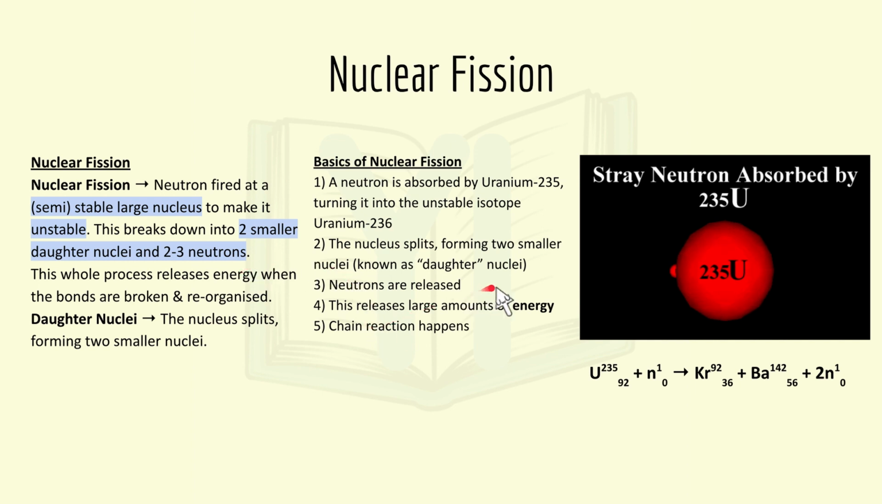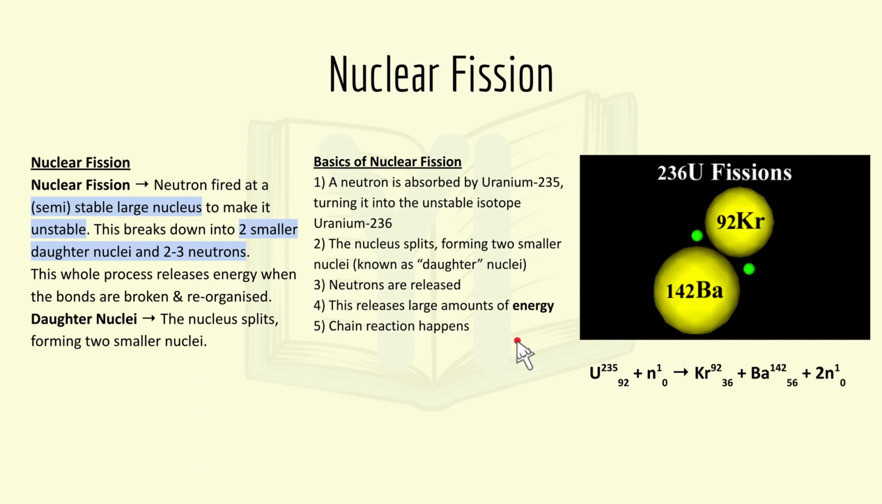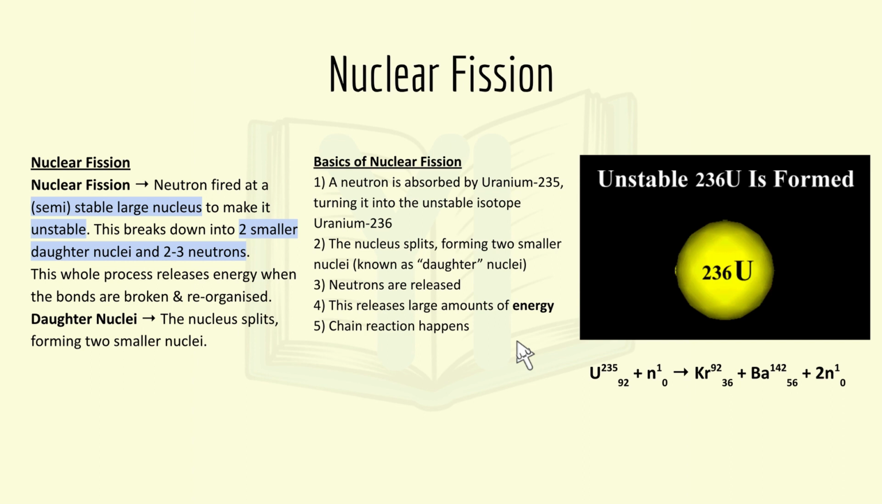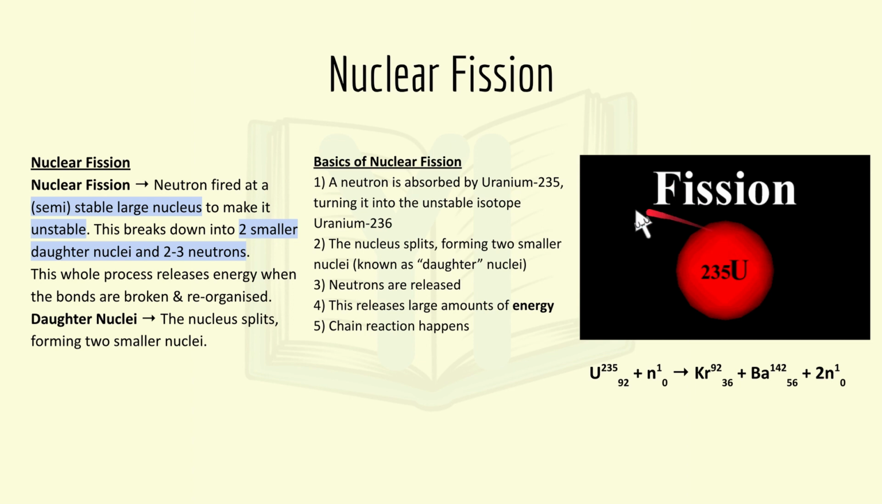So here are the basics of nuclear fission. A neutron is absorbed by the uranium-235, turning it into an unstable isotope, which is uranium-236. And the nucleus splits, forming 2 smaller nuclei known as daughter nuclei. Neutrons are released, and this releases a huge amount of energy. And this chain reaction happens because this neutron over here is released. That means this neutron can hit another uranium-235, and that uranium-235 becomes 236 and releases a neutron, and hits another one, and so on, in a chain reaction.